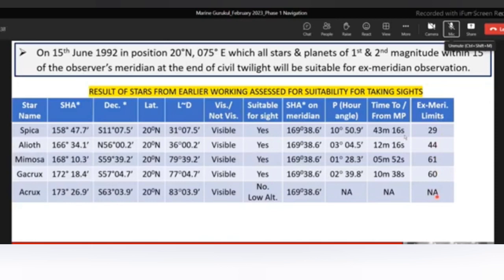Now we know better how to get the X meridian limit using the declination and latitude. So using these two, we get these limits from the Norie's table, X meridian tables.